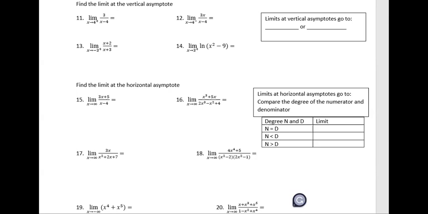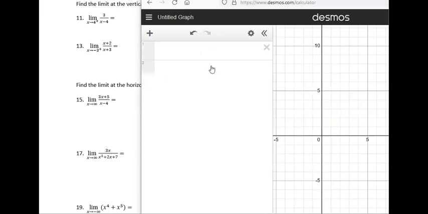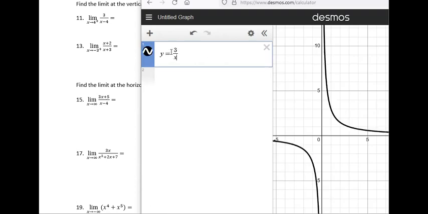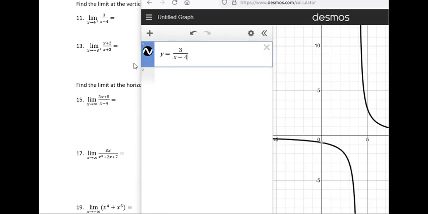So we're looking at this one, and we have the limit as x approaches 4 from the right of 3 over x minus 4. And we need to see if we can figure out what this is going to look like. Well, let's go back to our Desmos graph for a minute and see if we can use that to help us out. So we're going to graph y equals 3 over x minus 4. There we go. And we're looking for the limit as we approach 4 from the right.